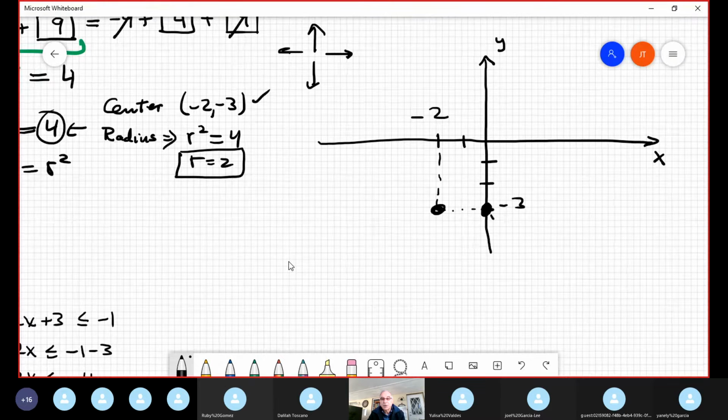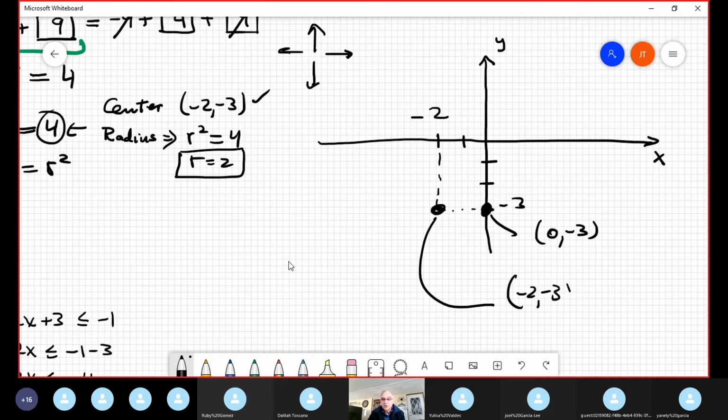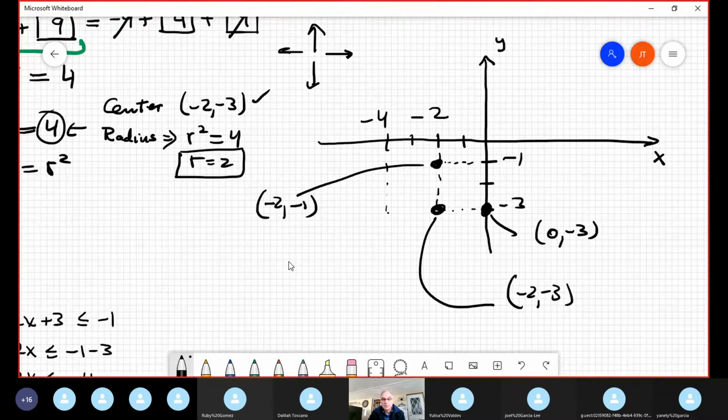Okay, this point, by the way, is the point 0, negative 3, no? This point is the point negative 2, negative 3, that is the center. Two up here: this point is negative 2, negative 1, because this is negative 1. Two in the other direction is negative 4. This point is the point negative 4, negative 3.